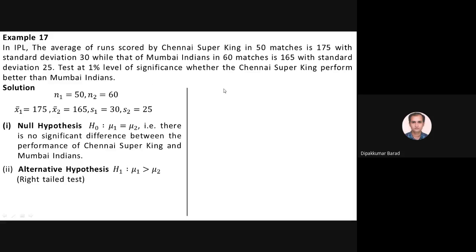And we have to test whether the Chennai Super Kings perform better than Mumbai Indians. So here the alternative hypothesis is mu 1 greater than mu 2. We assume the null hypothesis for rejection; if mu 1 is greater than mu 2, then the null hypothesis will be rejected. So this is my alternate hypothesis. Okay, level of significance is 0.01.